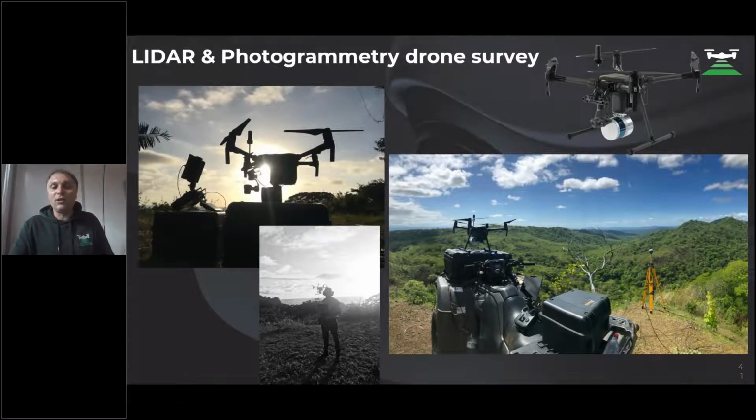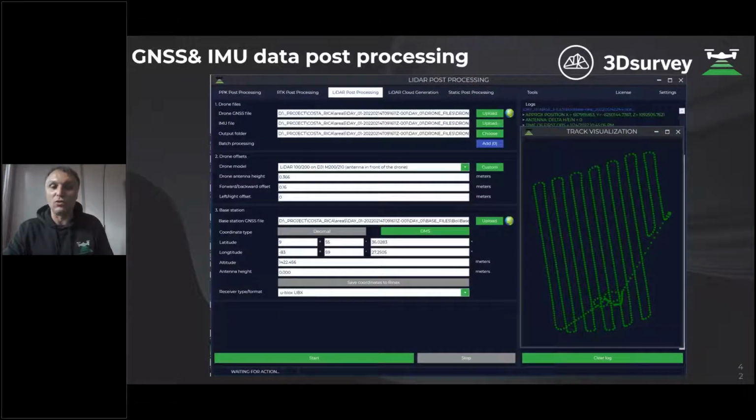And after that, he achieved very good results, and I would like to share these results with you. So, first step of LiDAR data processing. First of all, you need to get the precise trajectory of the flight. In order to post-process GNSS data and IMU data, in order to get the precise trajectory, you can use our software, Topodrone post-processing, and there is a module, LiDAR post-processing.